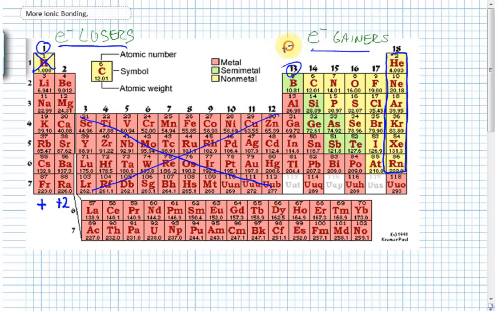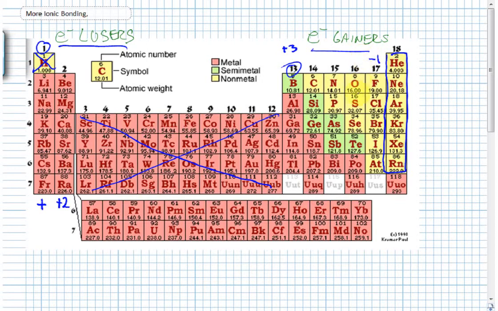All right. We go to the other side. Take a look at column 17. Column 17 is right next door to the noble gases. Everybody in column 17 is going to be looking to gain 1 electron to become isoelectronic with the nearest noble gas. And therefore, everybody in column 17 is going to form ions with a charge of -1.